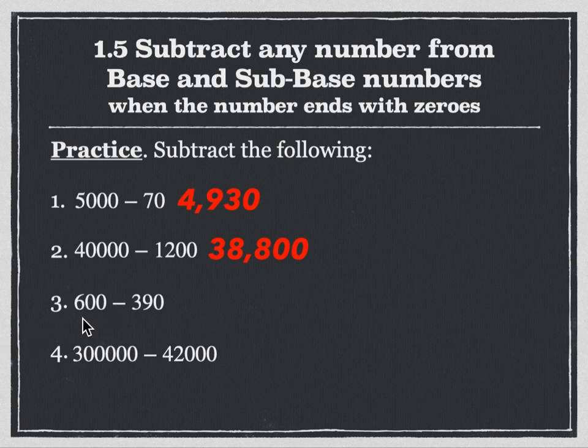So 6 minus 1 is 5. 5 minus 3 is 2. And then this is the last number, so that's 210. And number 4, we have 300,000 minus 42,000. So we have 3 minus 1 is 2. And then we have here 4 and 2. 4 will be from 9, 2 will be from 10 because it's the last non-zero digit. So we have 2, 5, and then 8. And then we input 3 zeros. So what we have is 258,000.